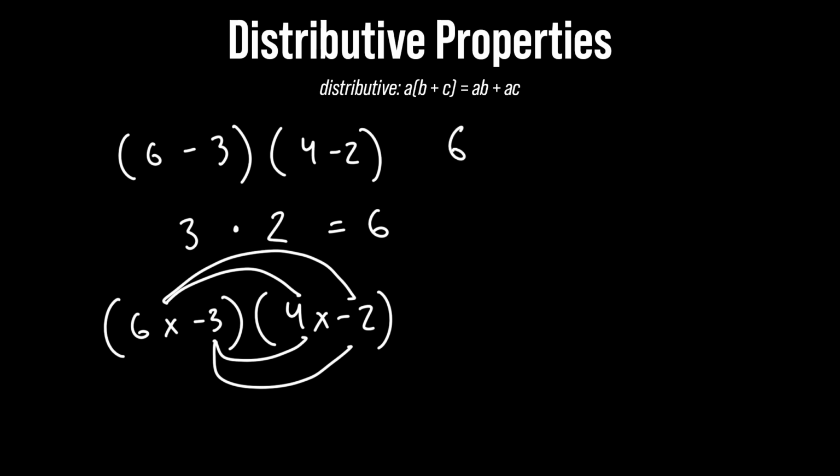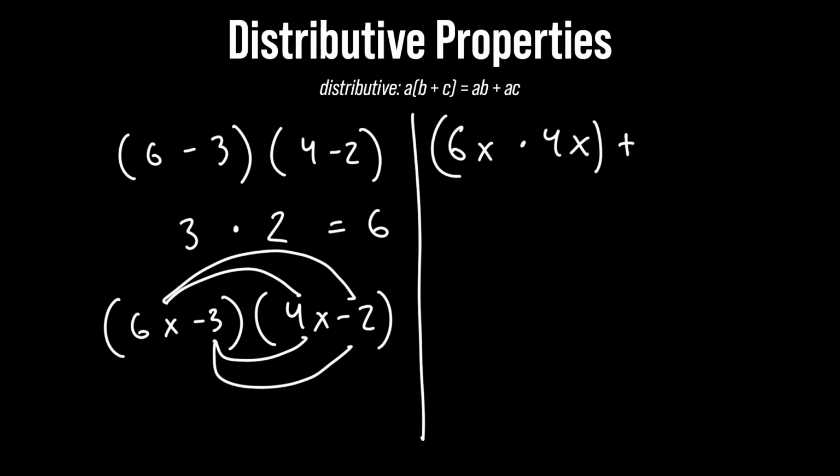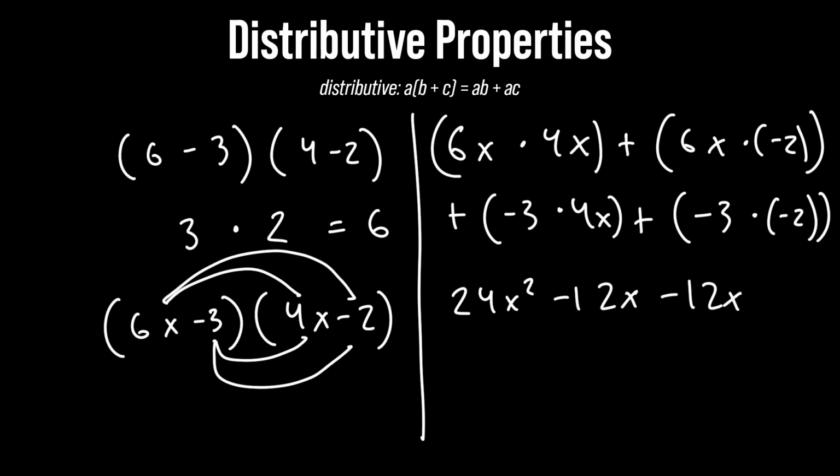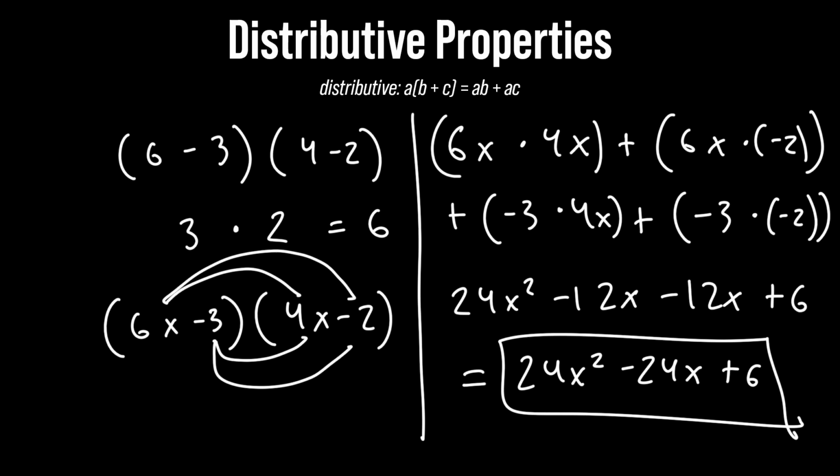Each term in the first parentheses has to be multiplied by each of the terms in the second parentheses. So we're going to have 6x times 4x plus 6x times negative 2 plus negative 3 times 4x plus negative 3 times negative 2. And this is going to be 24x squared minus 12x minus 12x, and finally plus 6, which simplifies to 24x squared minus 24x plus 6. And so this is our simplified expression using the distributive property.